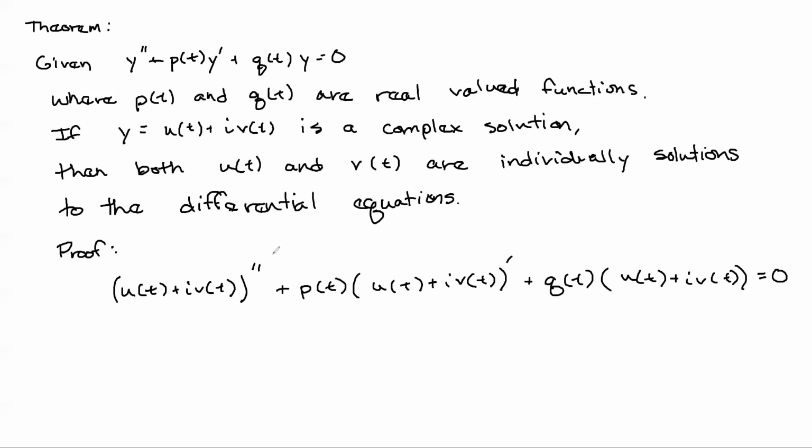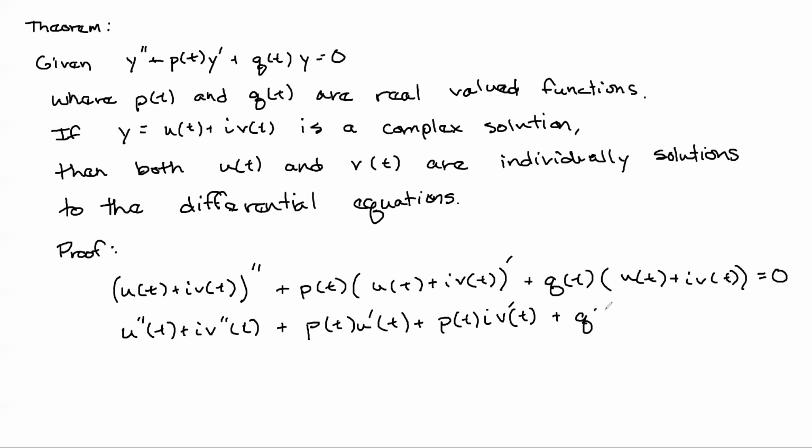All right, so derivatives. How do derivatives act over addition? They distribute. And so we can go through and rewrite this. This is going to be u double prime of t plus i v double prime of t. And then here, again, the derivative is going to distribute. And I'm also going to distribute the p of t at the same time, just for simplicity's sake. So we're going to get p of t u prime of t plus p of t i v prime of t. And then we'll just distribute here too. So we're going to get q of t u of t plus q of t i v of t.